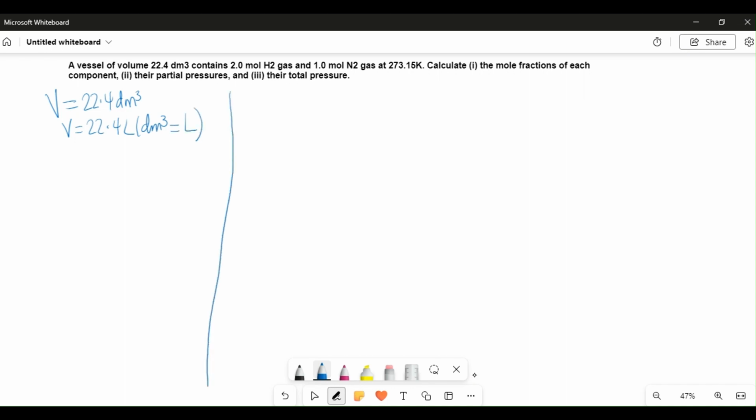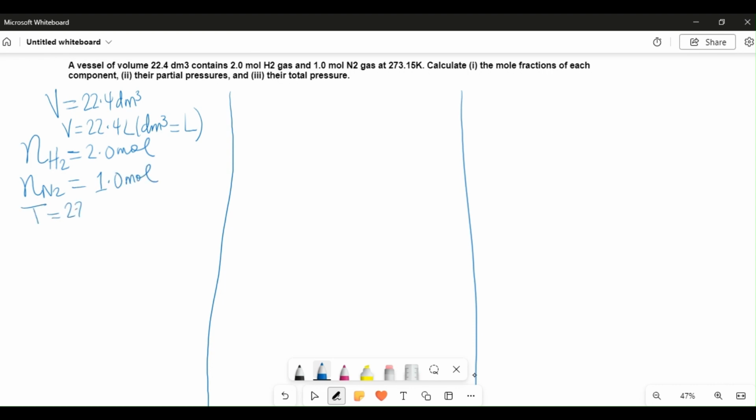So I'm going to make this a column of its own, make another column. Then they told you the number of moles of H2 gas is 2.0 mole. And the number of moles of N2 gas is, I apologize, 1.0 mole. I will need to write the information out so there is no mistake whatsoever. And then you have the temperature to be 273.15 Kelvin. And you're asked to determine the mole fraction of each component.